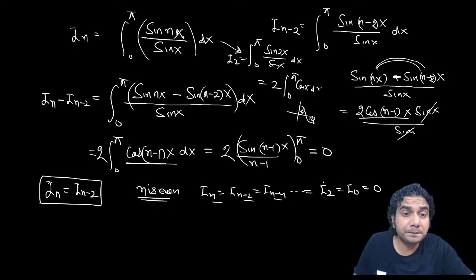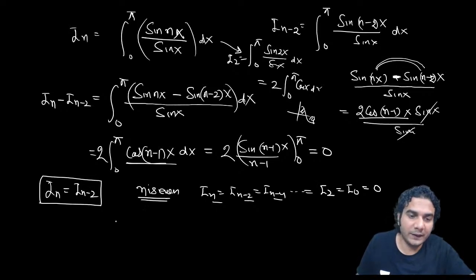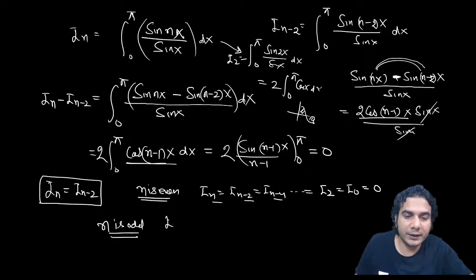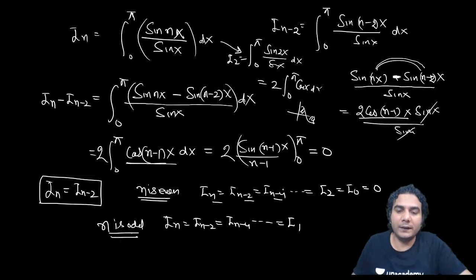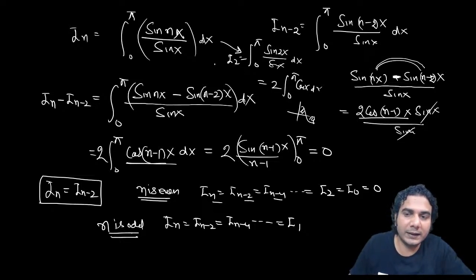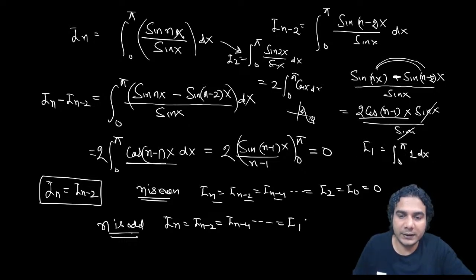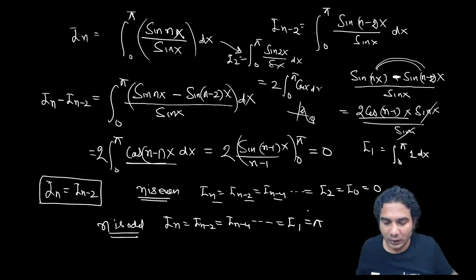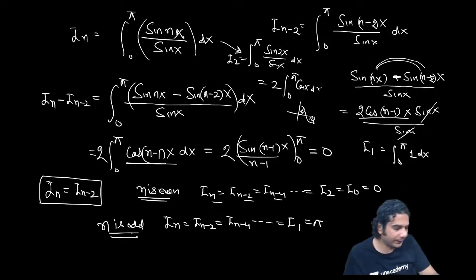So if n is even, this answer is going to be 0. If n is odd, then I_n is equal to I_{n-2} is equal to I_{n-4} and so on up to I_1. And I_1 you can calculate: these two will cancel out. I_1 is basically integral 0 to pi of 1 dx, so it is nothing but pi. So in this case all these terms are equal and equal to pi.